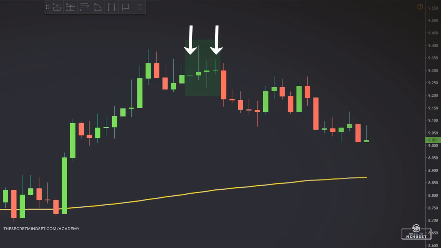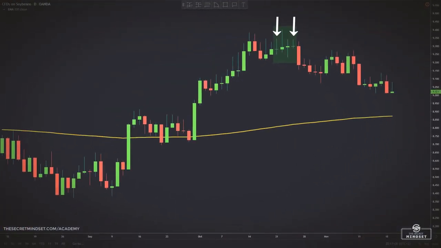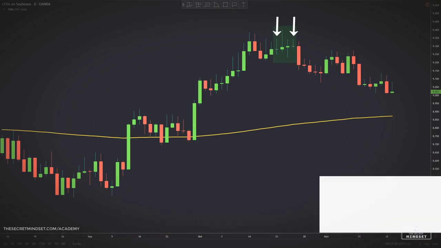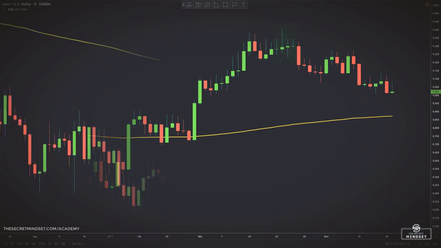Steve Nison, the person that introduced candlesticks to Western traders, affirmed that Doji candles tend to be better at indicating a change in trend when they occur at a market high instead of a market low. This could be explained by the fact that for an uptrend to continue, new buying power must be present in the market, while a downtrend could continue at full strength without becoming weaker.